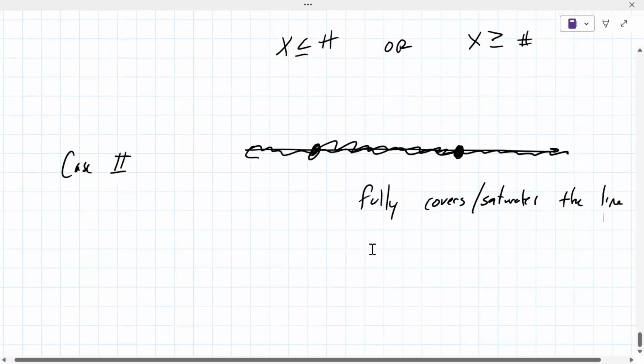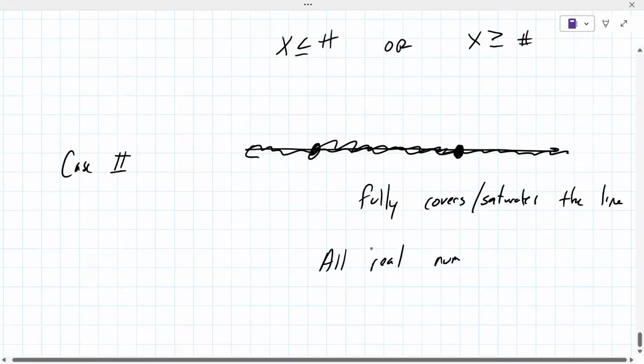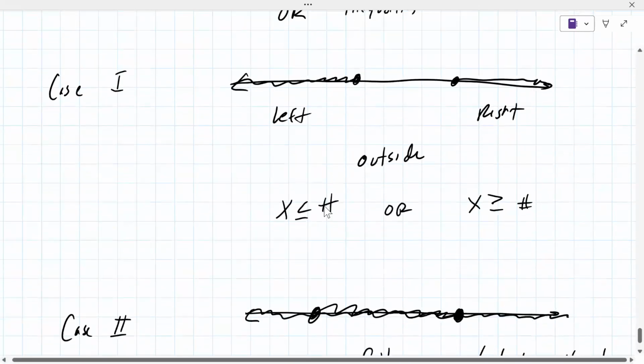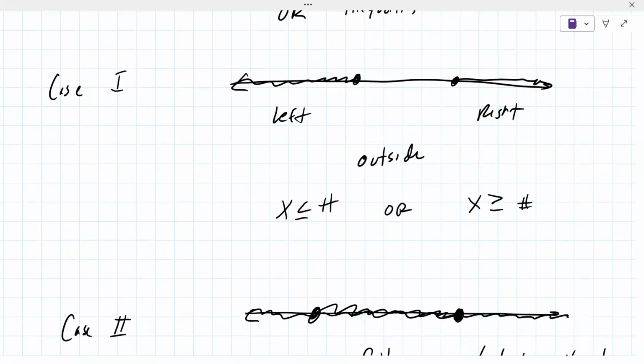And this is the case where it ends up being all real numbers. And we will see some of those at some point, but most of the time we're going to be working on case one. Okay, so let's look at a couple of problems here.